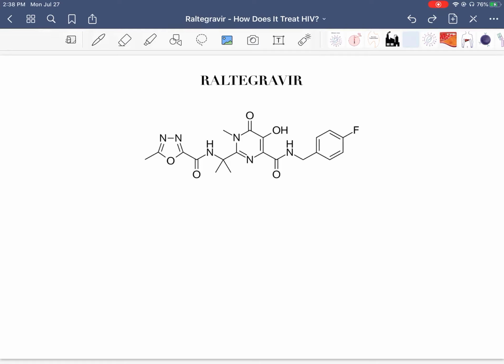Raltegravir falls under a class of anti-HIV drugs known as integrase inhibitors, abbreviated as IIs. To understand how raltegravir works, we first need to dive deeper into the process by which HIV incorporates itself into our DNA.